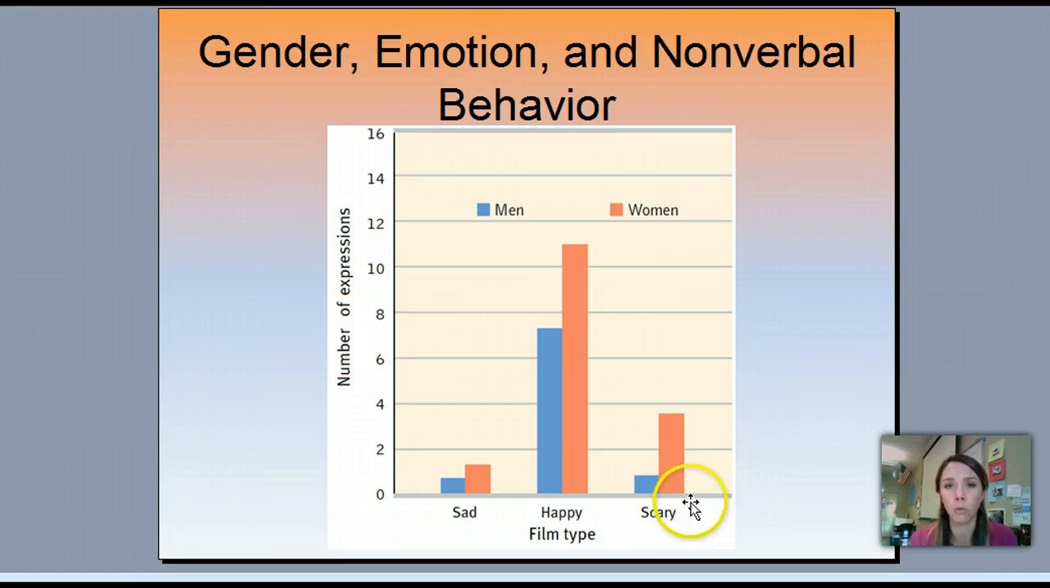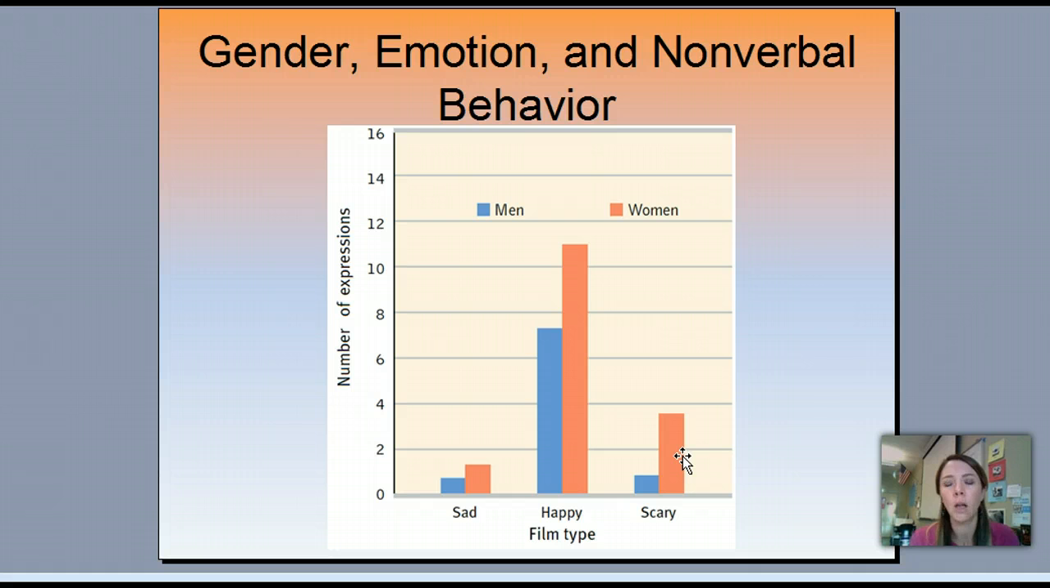And then in scary movies, again, men show very little facial expression, almost probably the same facial expression as sad, and women showed more. So what we can take from this chart is that women have more facial expressions for their emotions than men do. The way their faces are constructed, the way their muscles are put together, men have fewer facial expressions for the same emotions.